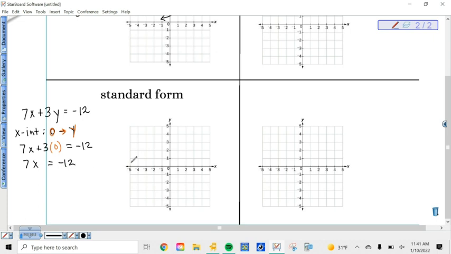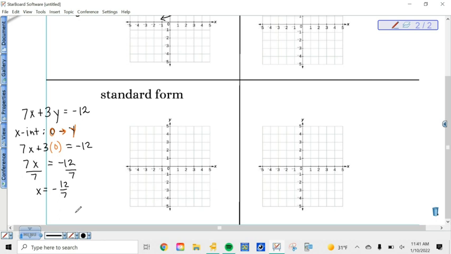How do I solve for x? Yeah, I have to divide both sides by 7. And why do I divide both sides by 7? Yeah, because there's multiplication going on here, so I have to undo the multiplication by dividing. So x equals negative 12 over 7. These aren't very nice numbers. It's okay.